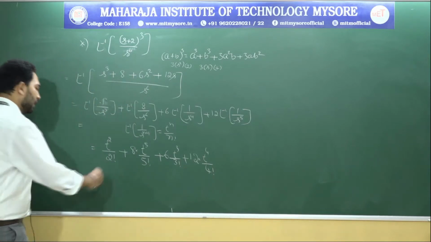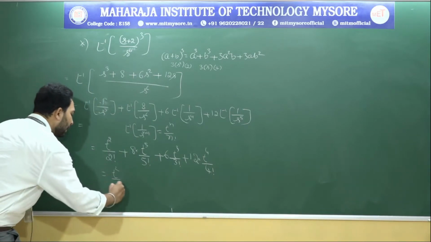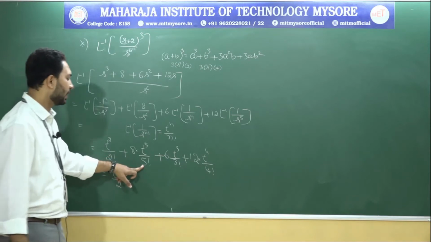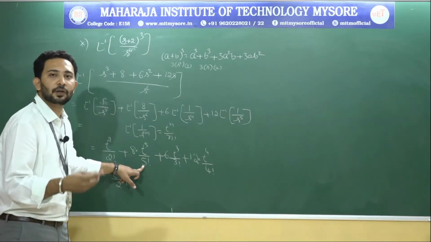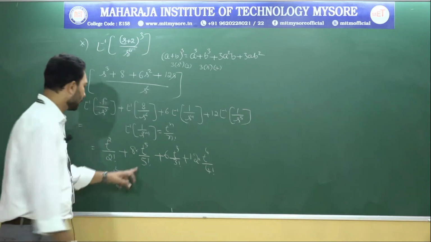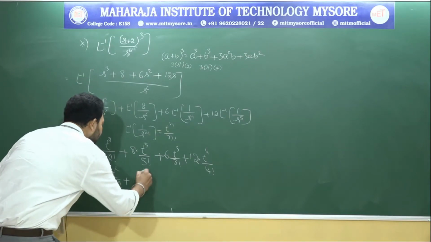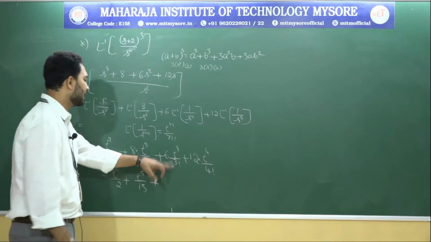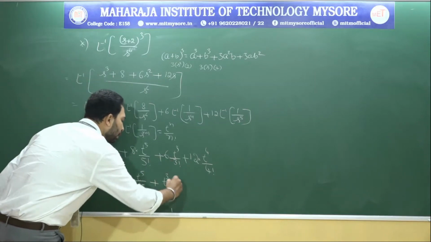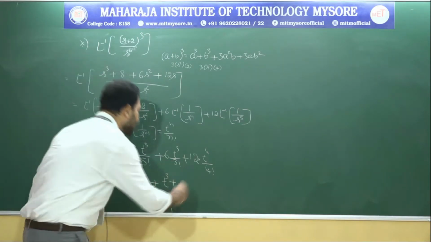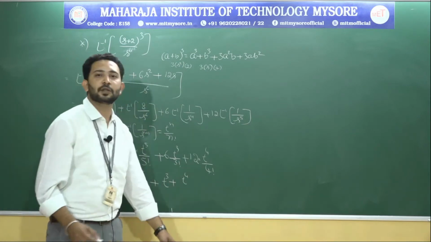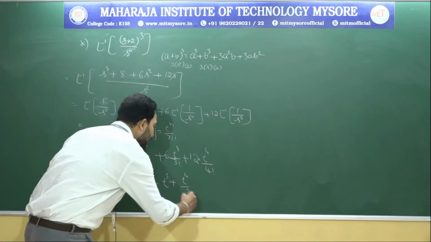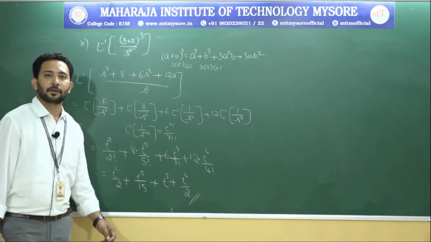So we can simplify this. We will get t square by 2 plus 8 t power 5 by 5 factorial, 5 into 4 into 3 into 2 into 1, which is t power 5 by 15, plus 6 t cube by 3 factorial, 3 into 2 is 6, 6 and 6 cancel, t cube, plus 12 t power 4, 4 factorial is 24, so divided by 2. This is the required result.